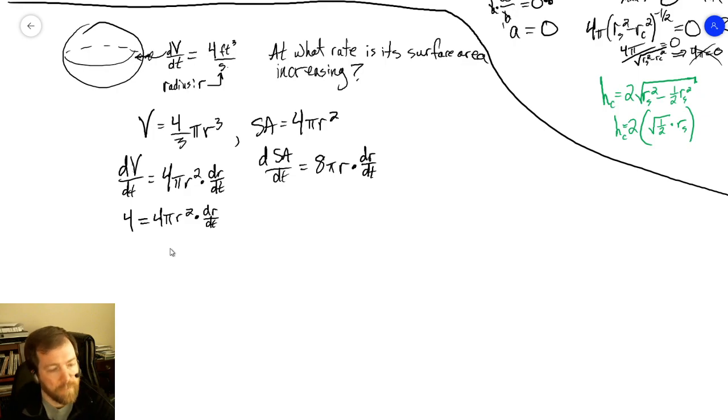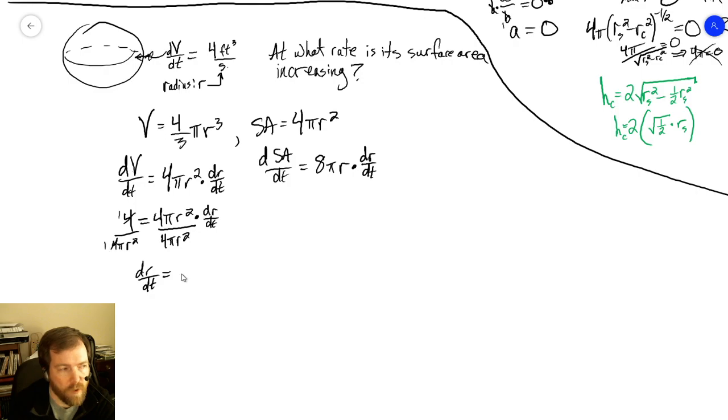All right, anyway. So we divide out 4 pi r squared. And it doesn't matter that we don't know what r is. That's going to work itself out in the end. dr/dt equals, we got 4 divided by 4 is going to be 1 in both places. So dr/dt is 1 over pi r squared.